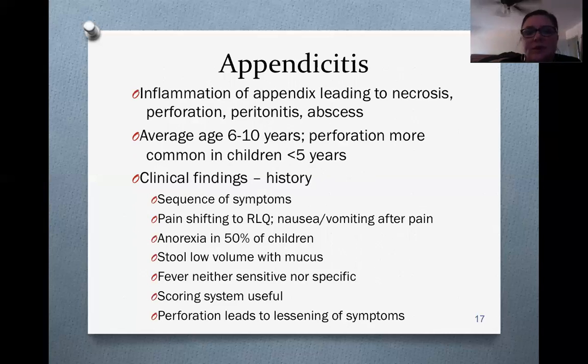So also note that the pain in the right lower quadrant and the nausea and vomiting may start periumbilical, and that's not on the slide, so you may want to add that. A lot of times it starts periumbilical, this more generalized pain, and then it will actually kind of relocate and be more fixed in that right lower quadrant.